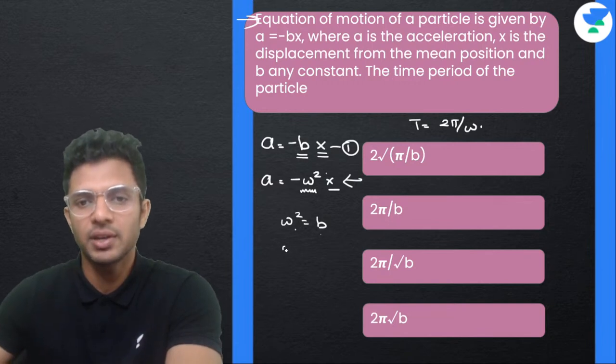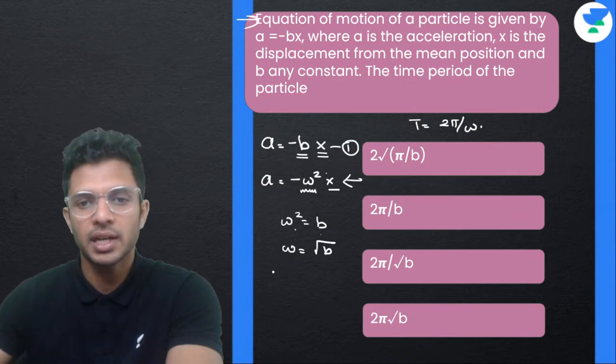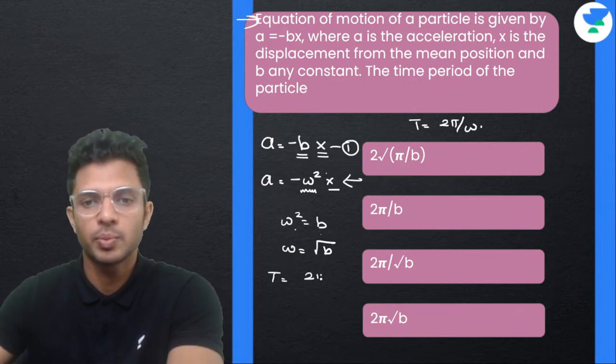So omega ka value kya hai? Root b, taking root on both the sides. So time period ka value kya hai? 2 pi divided by omega, which is equal to root b.